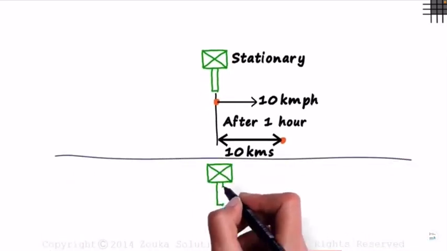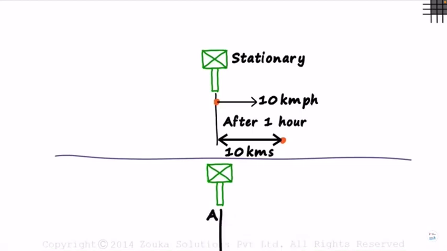Take this stationary point. From this point, A travels at the speed of 5 kilometers per hour to the right, and B travels in the same direction at the speed of 10 kilometers per hour. Both leave the starting point at the same time. Now I ask you another question: what is the speed of B relative to A? You are not asked for the speed of B relative to the stationary point. You are asked for the speed of B relative to A.